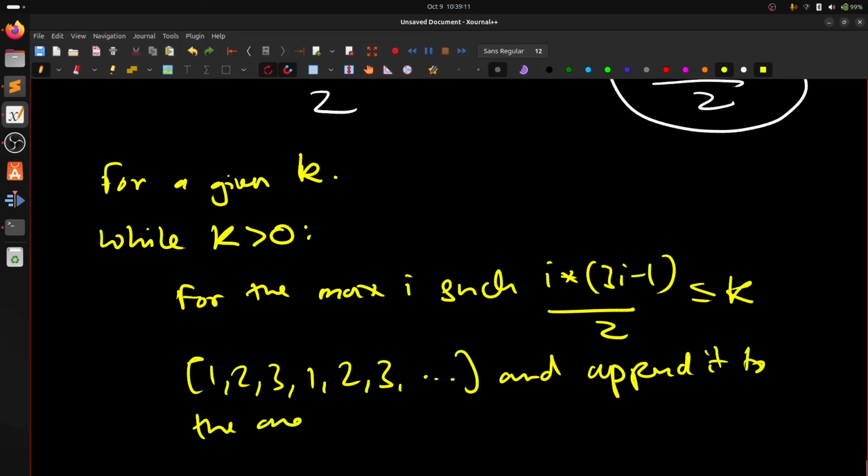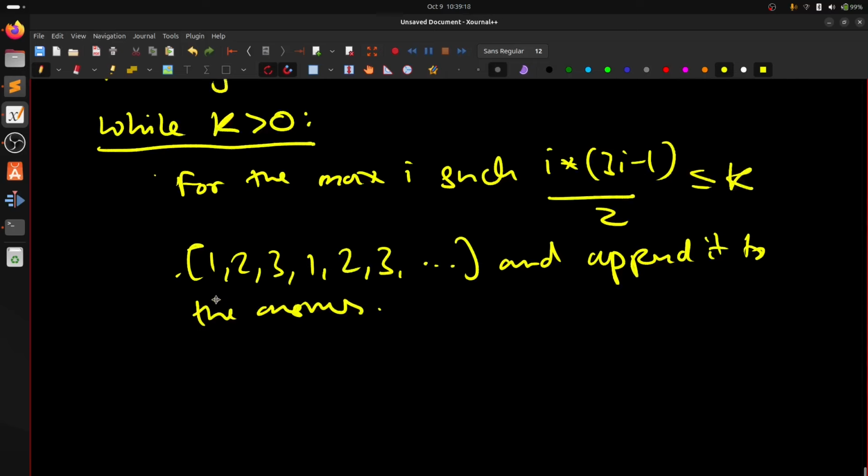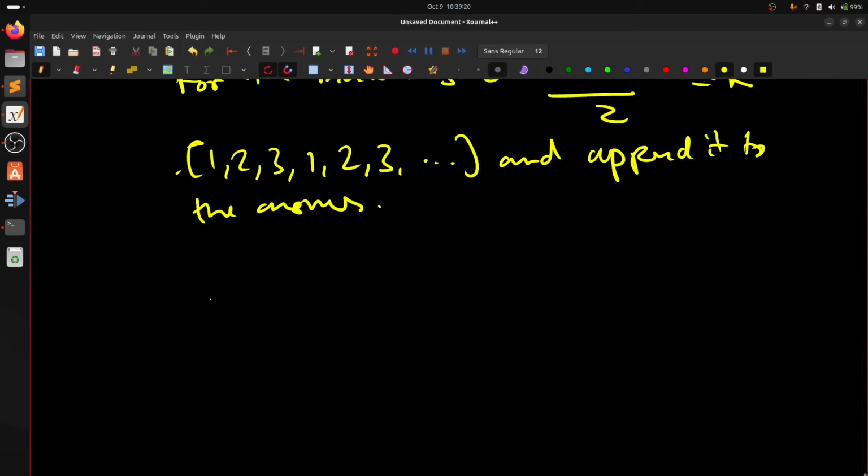This is a very constructive problem, so you need to come up with the idea with a little bit of guesswork, right? So we append this 1, 2, 3, 1, 2, 3 to the array, and it gives us the feeling that this will give us the maximum bang for our buck, right? Greedily, it's giving us the most amount of values which we can get, and we append it to the answer.